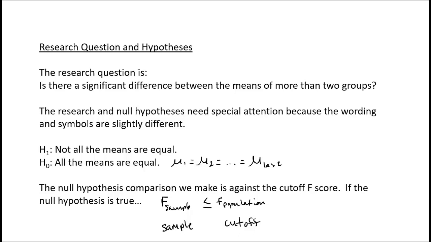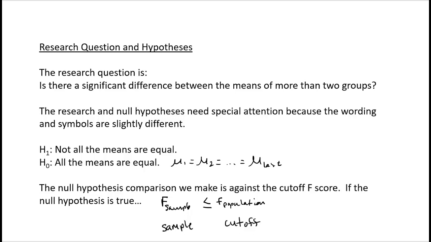So, an ANOVA really only has one research question. We really don't think about one-tailed versus two-tailed ANOVAs, and I'll tell you about that when we get to talking about the F ratio. But the research question for an ANOVA is: is there a significant difference between the means of more than two groups? So is there a significant difference between the means of more than two groups?